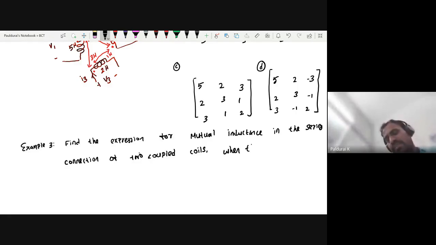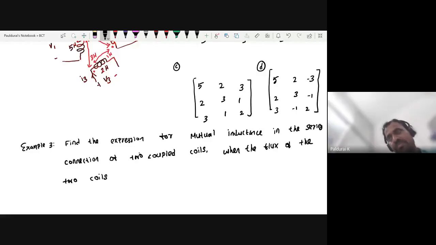When the flux of the 2 coils aid each other, the net equivalent inductance is very large.